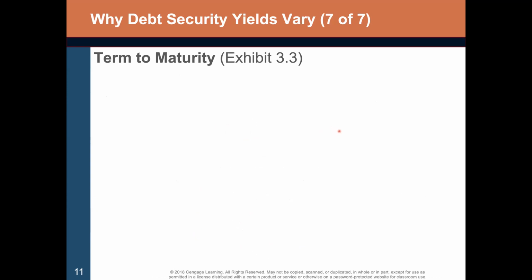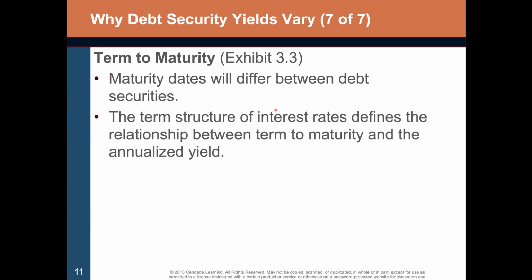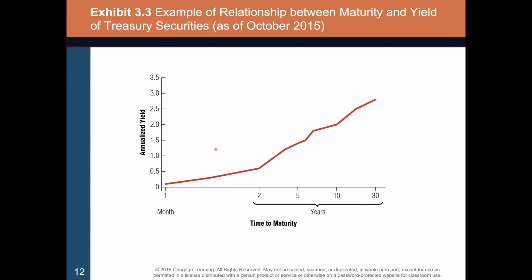And the fourth and final is the term to maturity. This is a factor that affects the structure as part of the structure of interest rates. So maturity dates will differ between debt securities. The term structure of interest rates defines the relationship between term to maturity and the annualized yield. So here we've got the term to maturity. So this is 1 month. And then we'll get into years, 2 years, all the way up to 30 years.